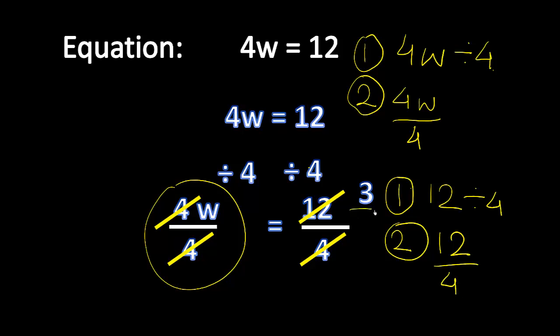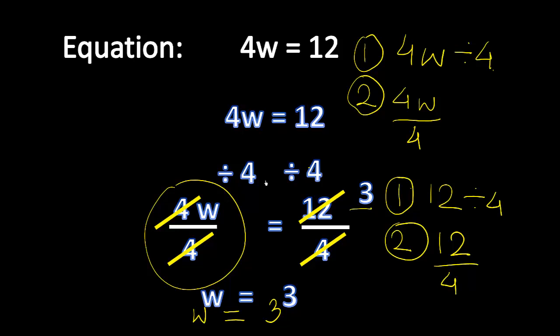Now you might be thinking why this 3 is here. 4 times 3 is equal to 12, like that. So that's why the 3 comes in the place of 12 by 4. 12 by 4 will be cancelled out and 3 will be left. So over here we have w left, and over here we have 3 left. w is equal to 3. It's just like this: w is equal to 3.